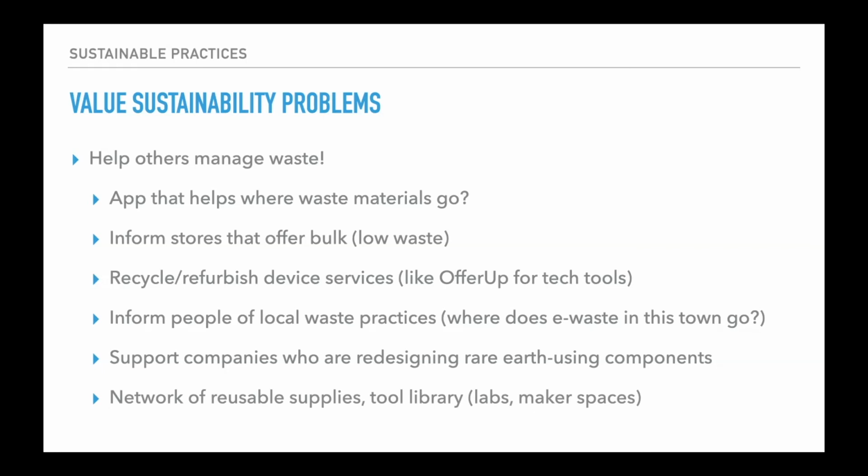Maybe you make an app that provides a network of reusable supplies, or a digital tool library or tool sharing. So everyone that's in a virtual community can share their tools, can share some supplies that they have, what have you.